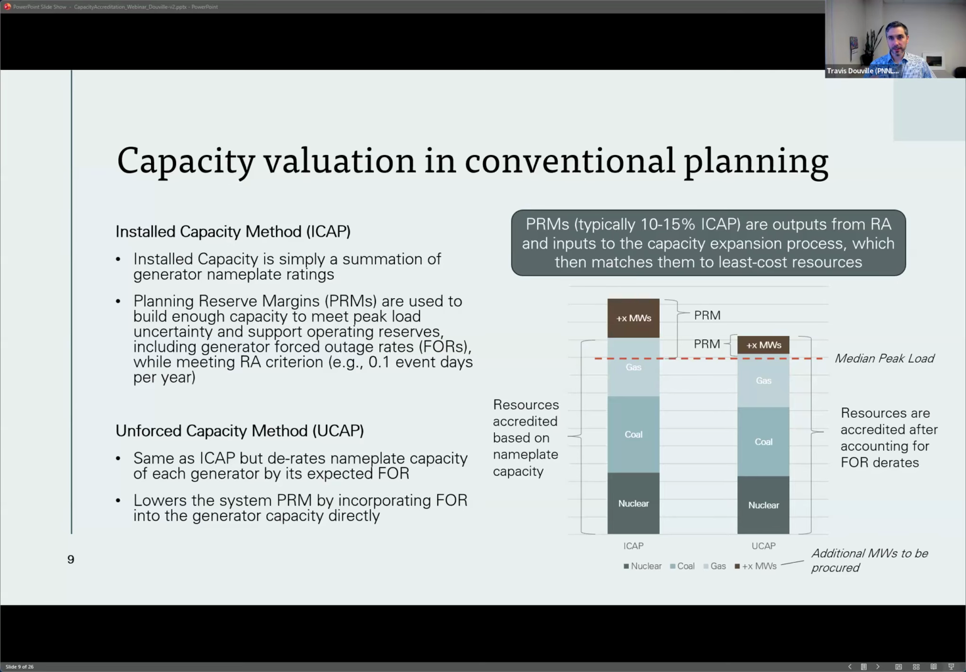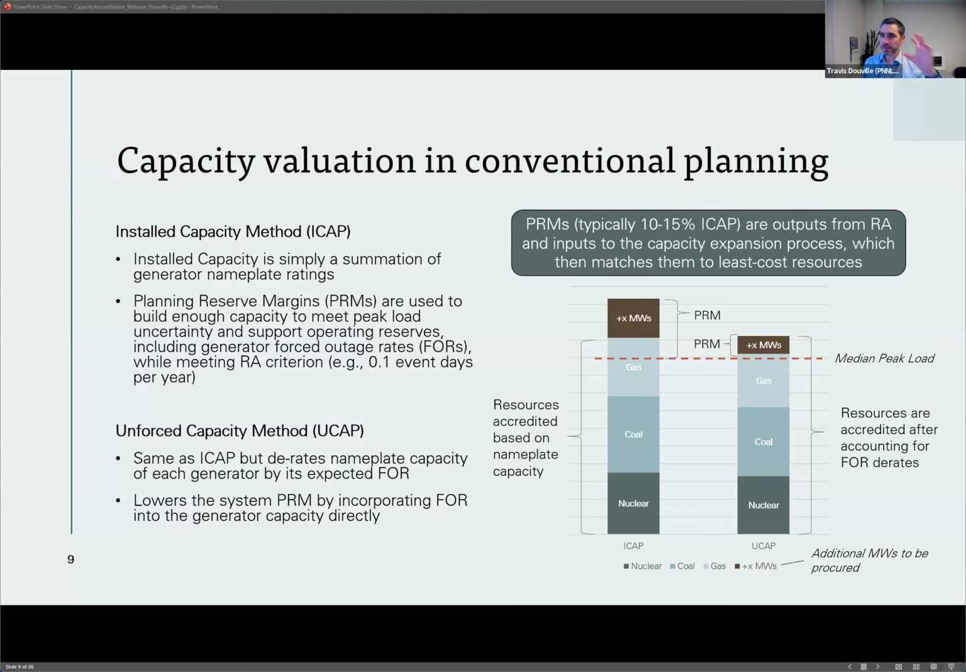So these nameplate capacities of the resource types are summed across the generation mix, as you can see in the image on the left here, a small example that I've presented here on the slide. And a PRM is used to account for variations in annual peak load and operating reserves, including those to account for generator forced outage rates associated with unplanned maintenance. And that's the key difference between ICAP and UCAP.